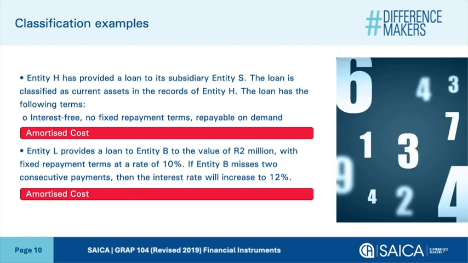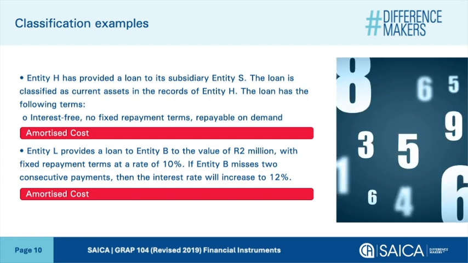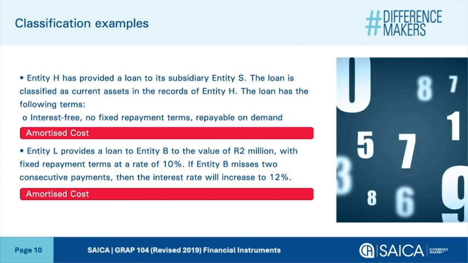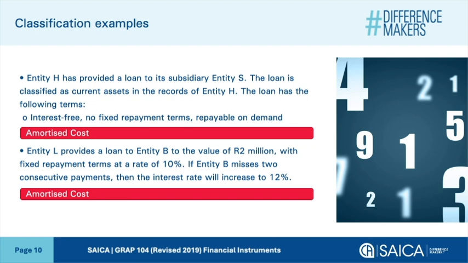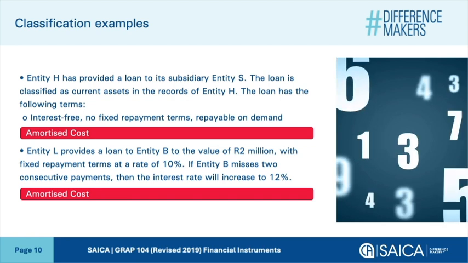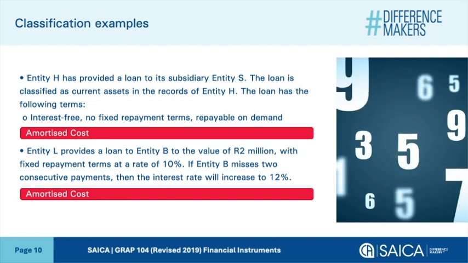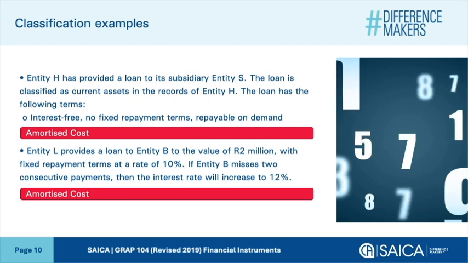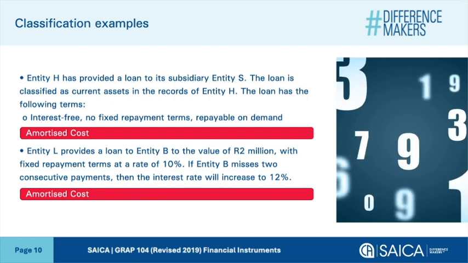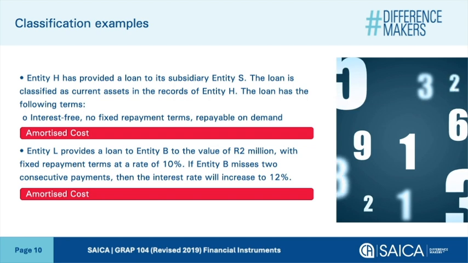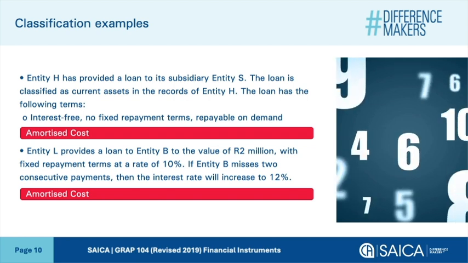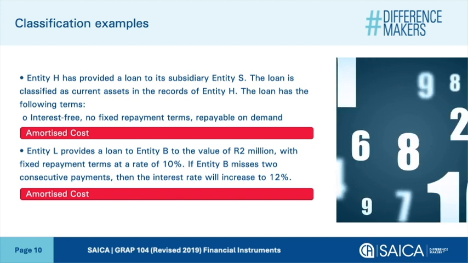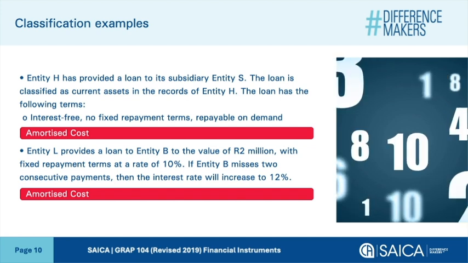The financial asset is thus classified at amortized cost. The second example is up next. Entity L provides a loan to Entity B to the value of 2 million rand with fixed repayment terms at a rate of 10%. If Entity B misses 2 consecutive payments, then the interest rate will increase to 12%. How would the loan be classified? The business model is hold to collect contractual cash flows over the life of the instrument. The financial asset is thus classified at amortized cost.